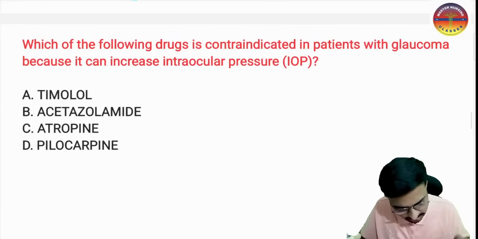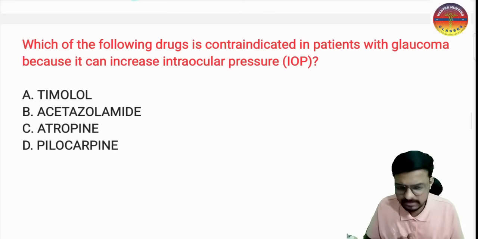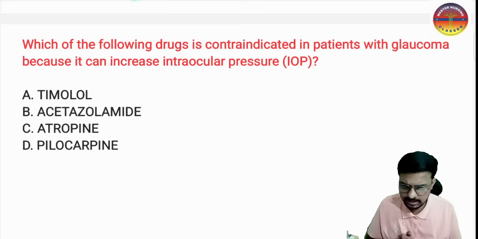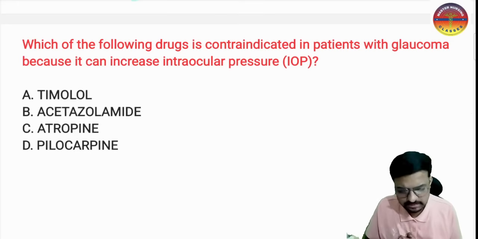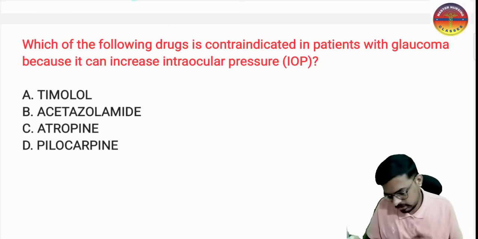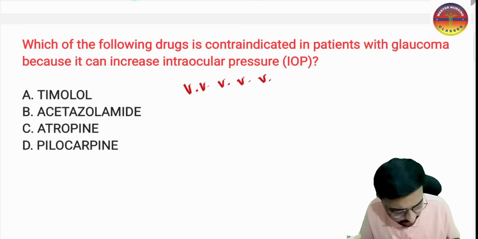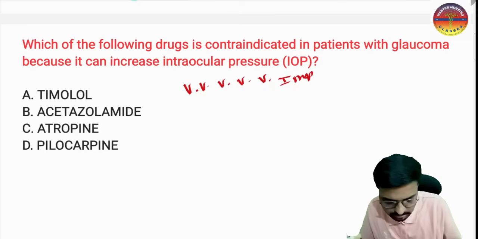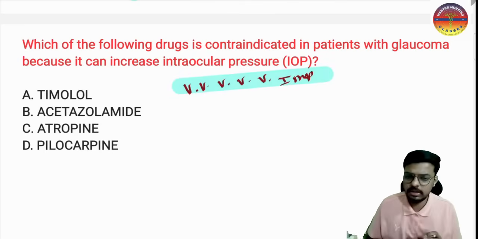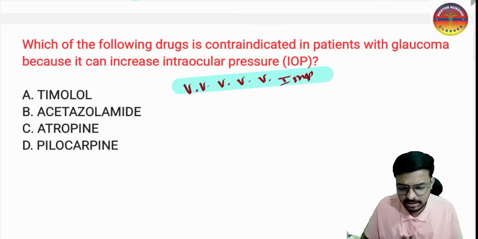Okay, yes sir. And here we have the next question, on the portion just discussed, so we can give the best and correct answer. The question is, very simple: which of the following drugs is contraindicated in a patient with glaucoma? Again, this is a very important question. Option A timolol, option B acetazolamide, option C atropine, and option D pilocarpine.